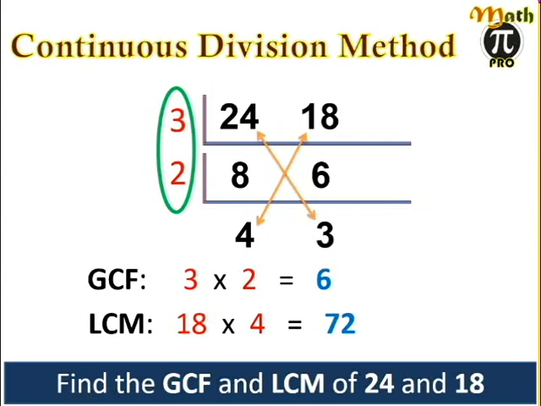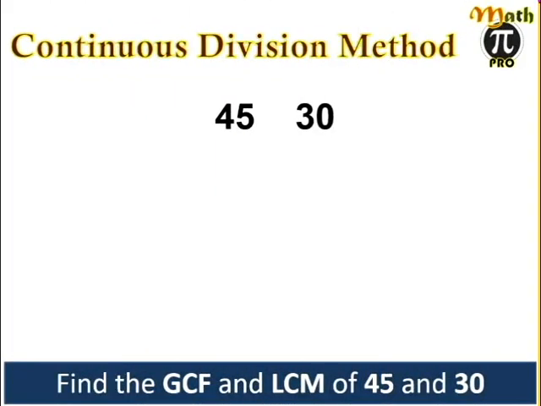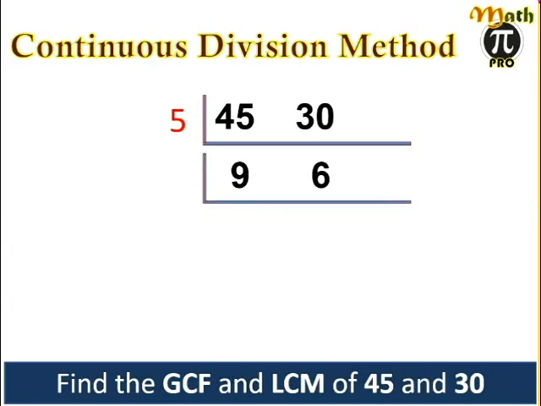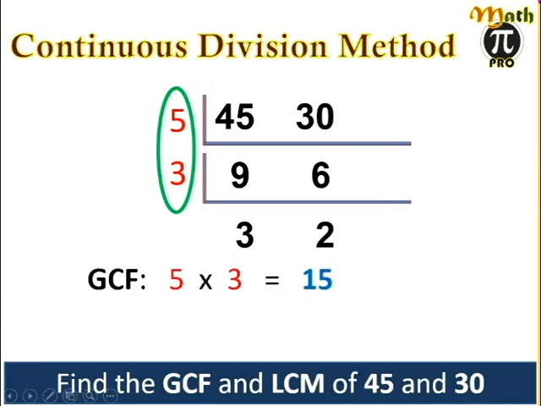Let's have another example. Find the GCF of 45 and 30, as well as its LCM. So we divide 45 and 30 by 5, and we'll get 9 and 6. Dividing 9 and 6 by 3, we'll get 3 and 2. Since 3 and 2 are relatively prime, we can now get our GCF. So we have 5 times 3, the GCF is 15.